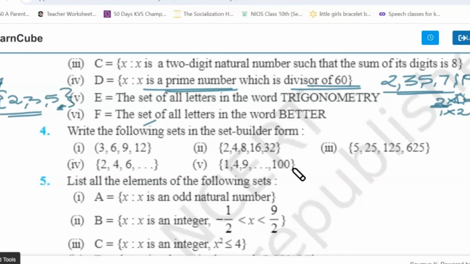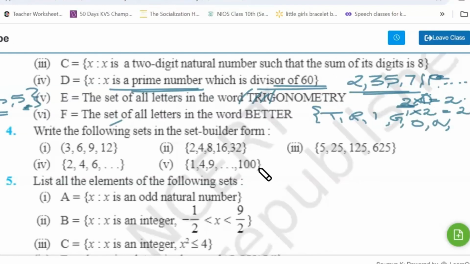Then comes the set of all letters of the word trigonometry. So write trigonometry in that list. So you will have T, R, I, G, O, N. O is already included, no need to mention again. Then M, E, T already included, R already included, Y. So this is the set that gives you the result of question number 5.